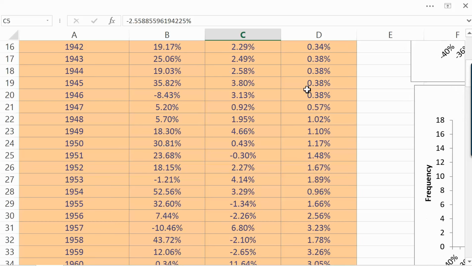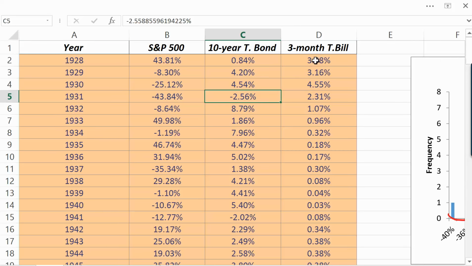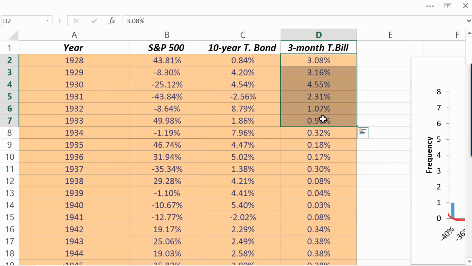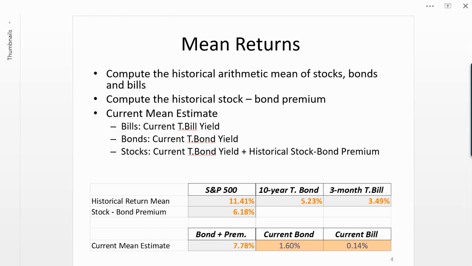And what you see is it looks like there's no negative values on T-bills. So these are 3-month Treasury bills. So they're very insensitive to interest rate risk. So you can see that you get, looks like a 0 to 3 or 4% return per year. So that's our data set. And the first thing we're going to do is calculate historical returns.